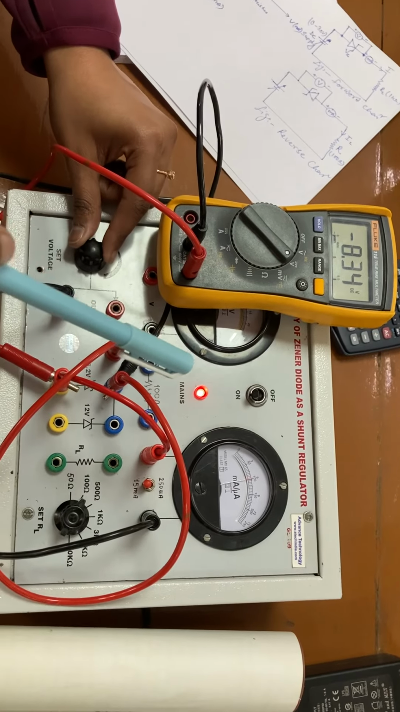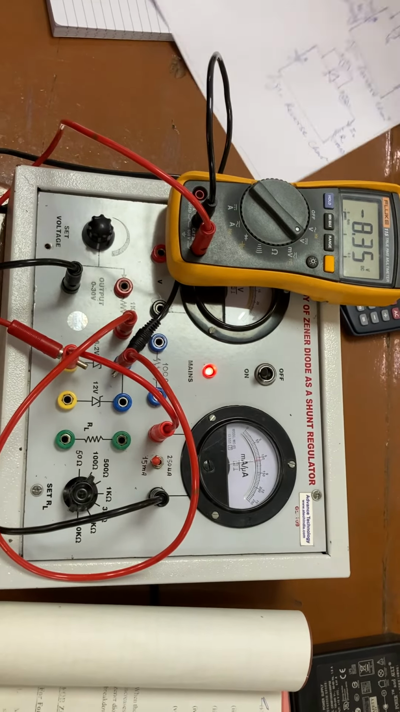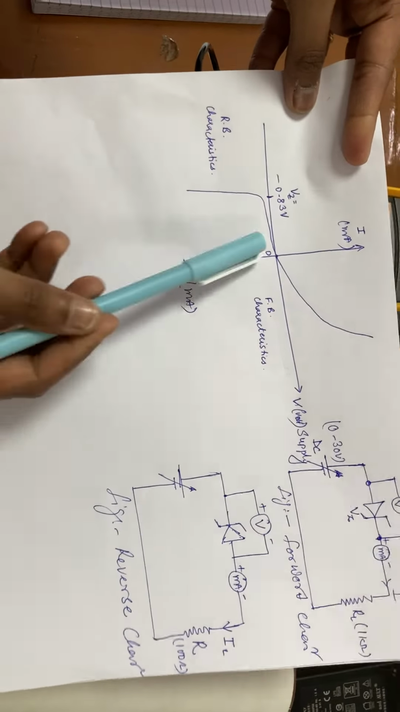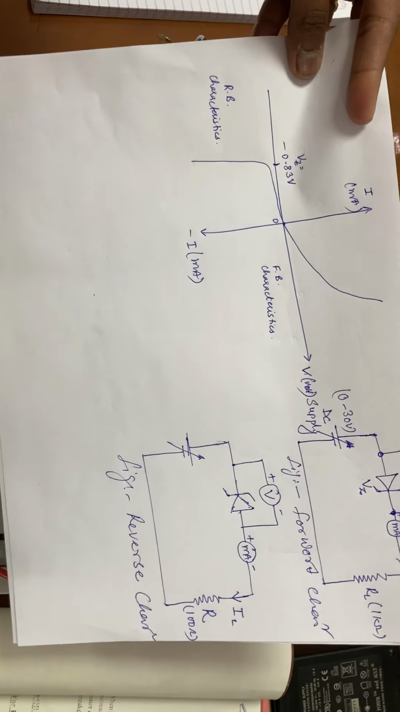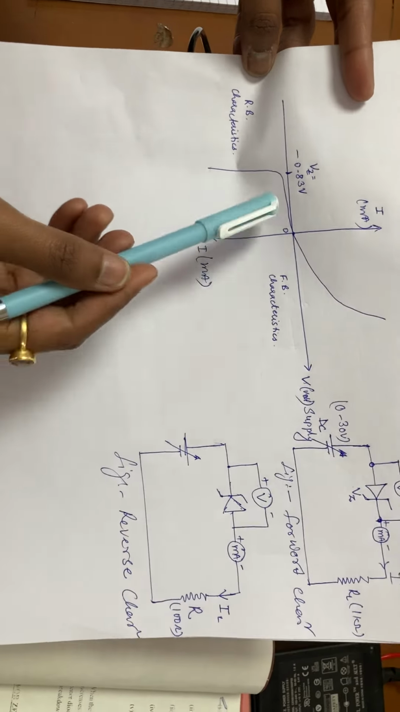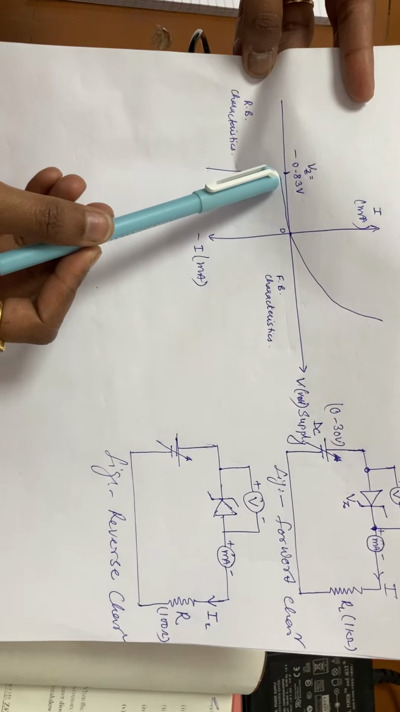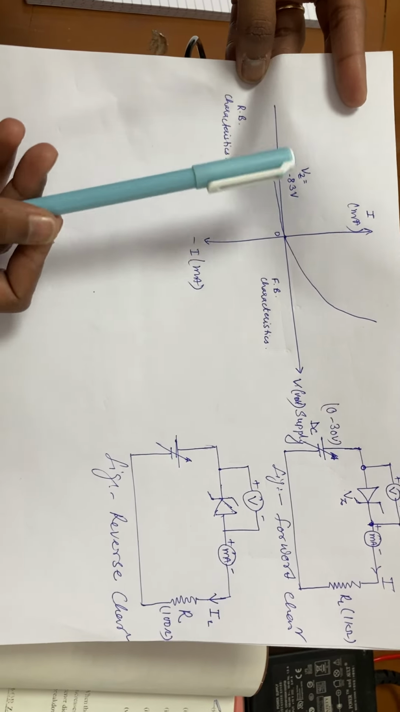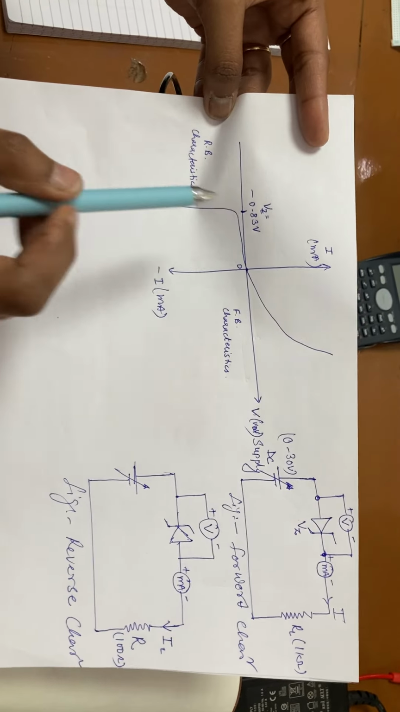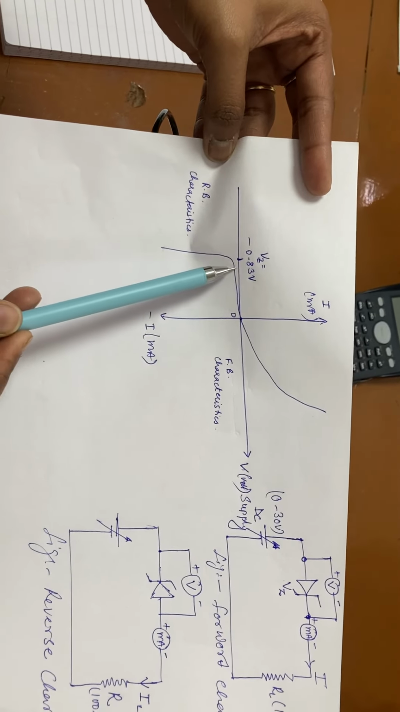So this is how you can plot the reverse biased characteristics of a Zener diode. You can see in this graph, this portion of the graph is how the reverse biased characteristics look. We are getting almost negligible current in the beginning, but as soon as we reach its breakdown voltage, you can see the Zener breakdown voltage of, sorry, this should have been minus 8.3 volts.